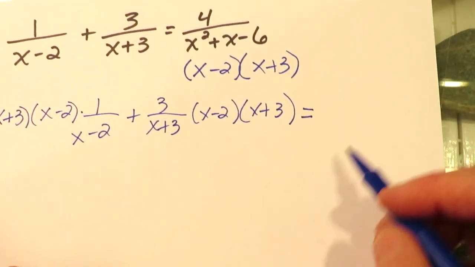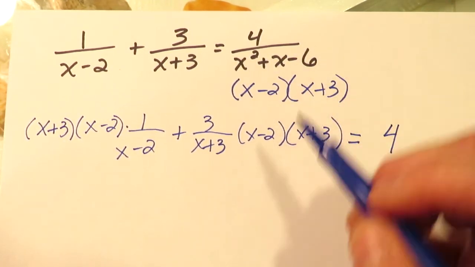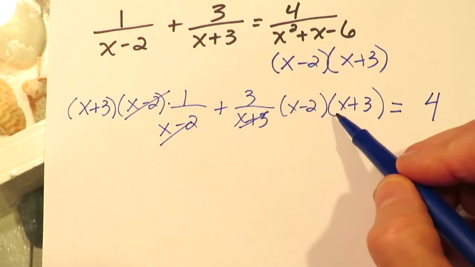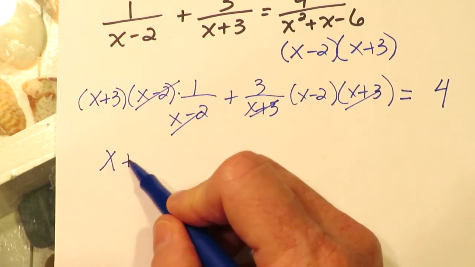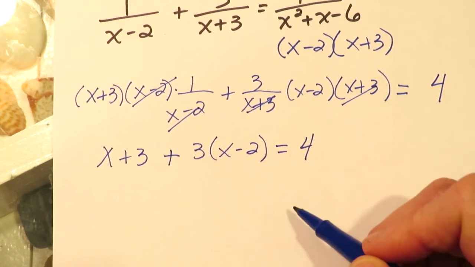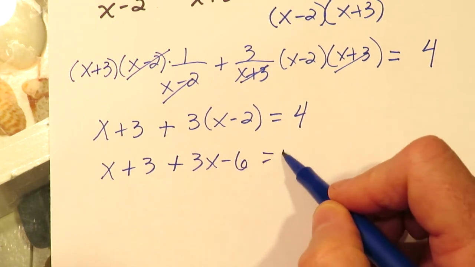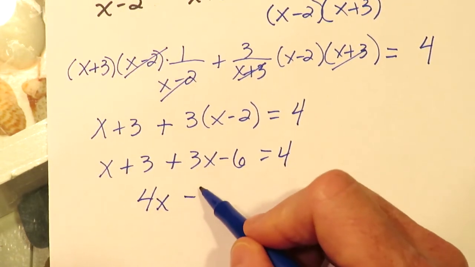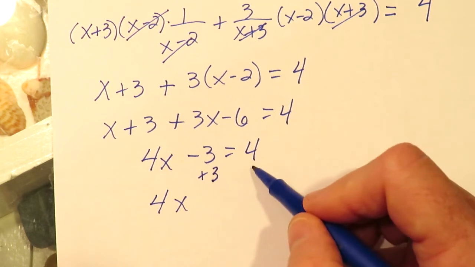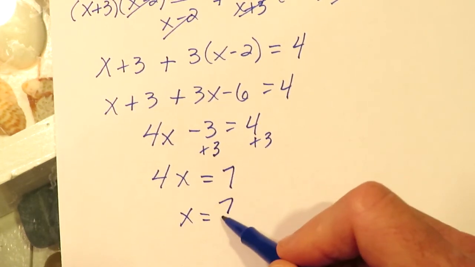and I'm kind of running out of room on my paper, so I'm just going to put 4, because if I multiplied this side by the common denominator, it'll divide out that entire denominator and I will be left with 4. Now over here, the x minus 2's divide out, the x plus 3's divide out, and so I get x plus 3 times x minus 2 equals 4, and then x plus 3 plus 3x minus 6 equals 4, and then 4x minus 3 equals 4, and then 4x, I want to add 3, and so that gives me 4 times x equals 7, and so x will be 7 divided by 4.